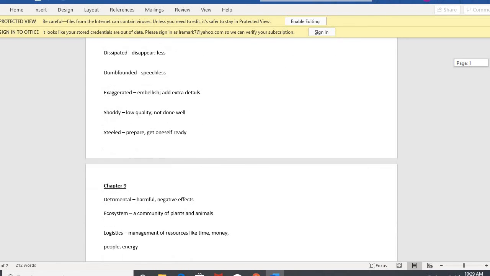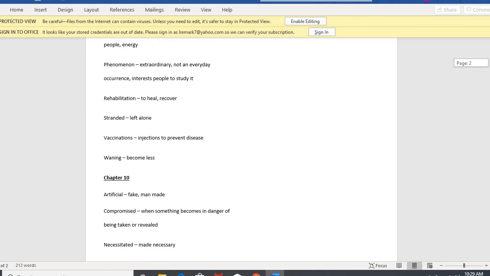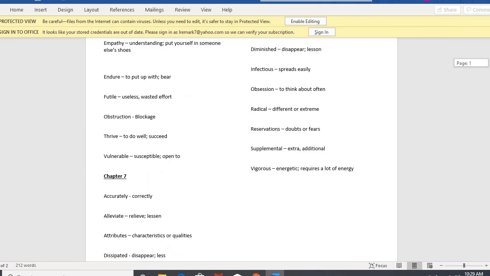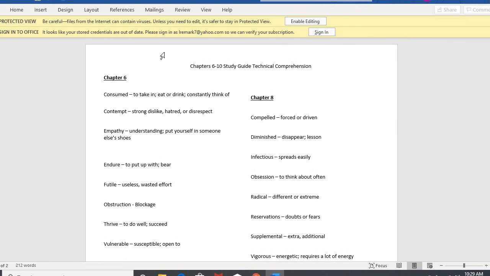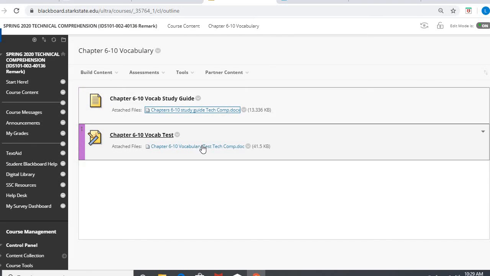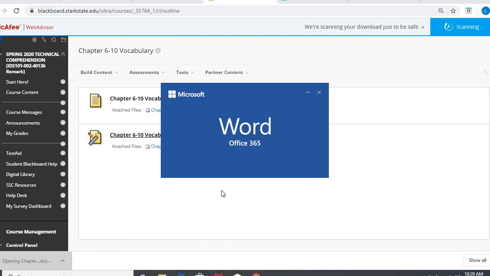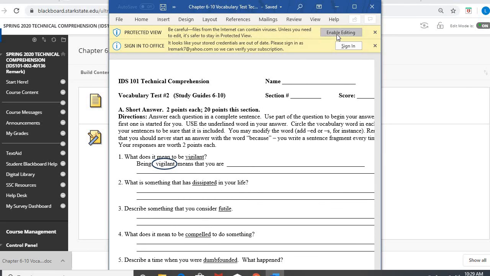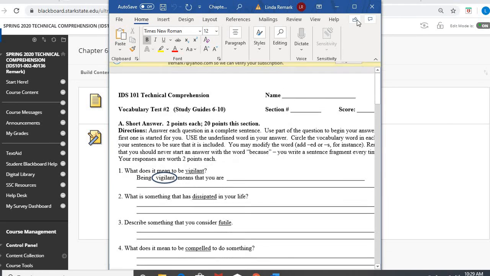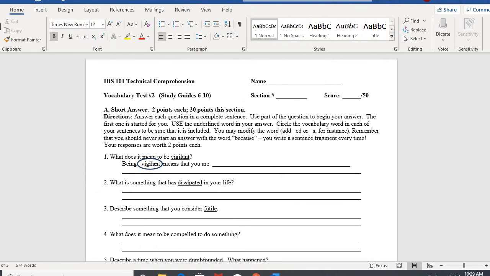So you can take a look at the words, make sure you're comfortable with them, refresh your memory on what a lot of those words mean, since some of them, Chapter 6, were from several weeks ago. But then right below it is your Chapter 6 through 10 vocabulary test. So you'll open that up, and this is going to work just like your quizzes have been working. You'll open it up into a document, and then you'll type right in there, or as some of you have been preferring to do, print it off, write it, and then take pictures or whatever works.